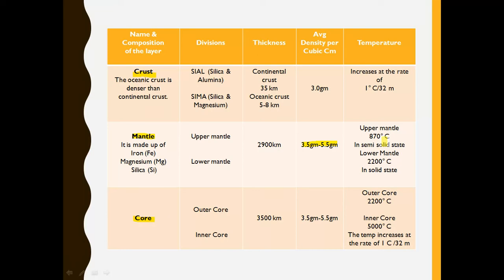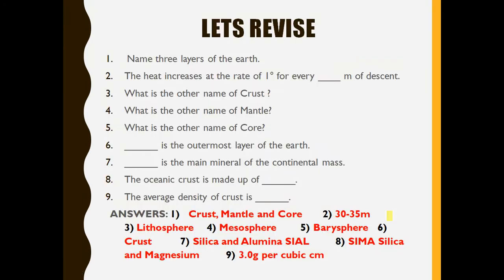The upper mantle has a temperature of 870 degrees centigrade. It is in a semi-solid state, whereas the lower mantle is in a solid state. It has a temperature of 2200 degrees centigrade. Again, core we did was outer core and the inner core, and the thickness is about 3,500 kilometers. The average density is 3.5 grams to 5.5 grams. The outer core has 2200 degrees centigrade temperature. The inner core has a 5,000 degree temperature. And temperature increases at the rate of 1 degree centigrade for every 32 meters.